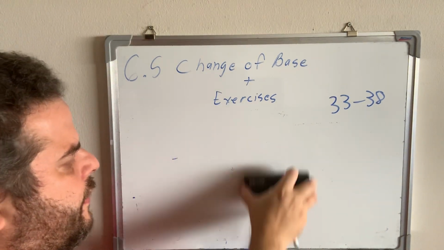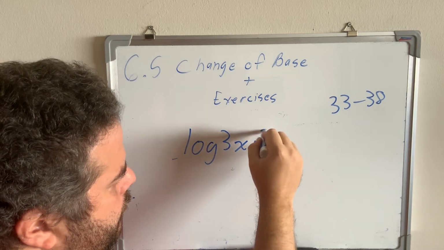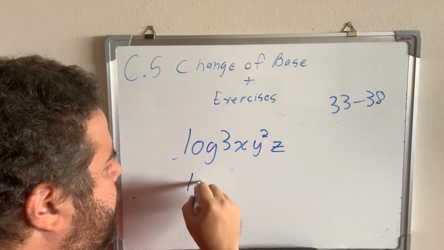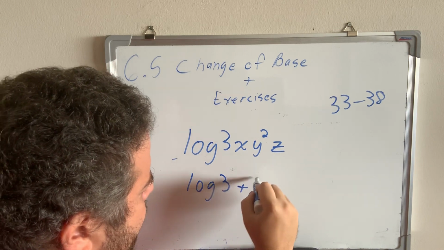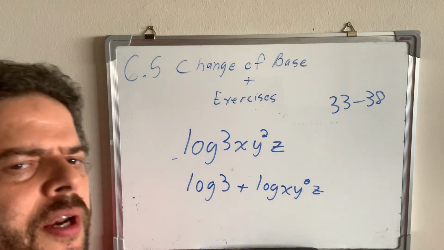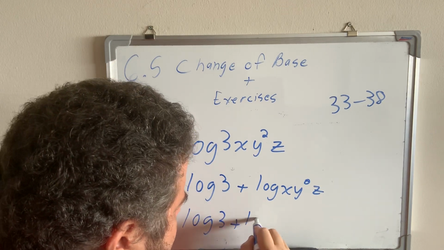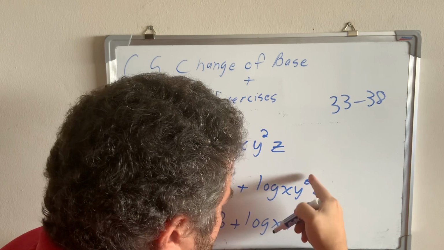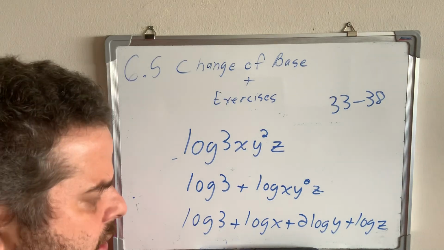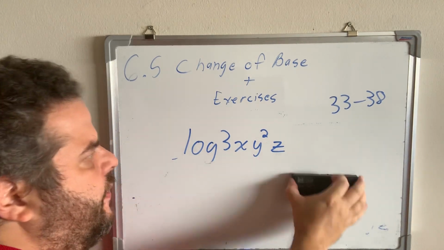One thing to keep in mind is, if you have multiple variables and a number, one mistake many students make is they just break up the number and they break up the letters. But this has to be broken up as well. These are all multiplications. So this would actually become common log 3 plus log x plus 2, because there's a power, log y plus log z. That's it for expanding.